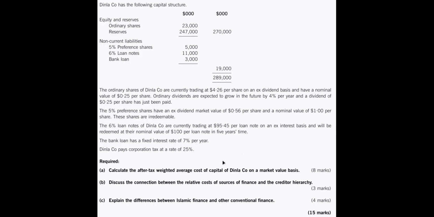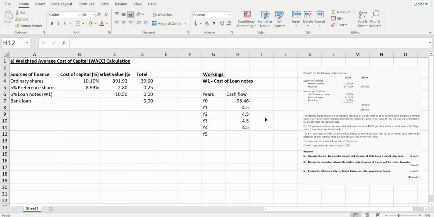Now it will be redeemed at the nominal value of $100 per loan note in 5 years' time. So we'll get 100 at year 5, plus we'll also get interest. So this is year 5.